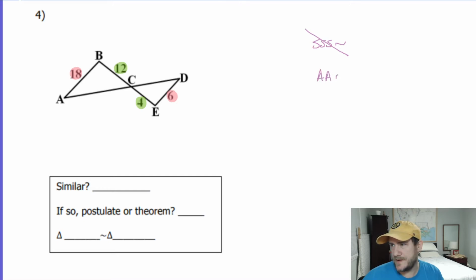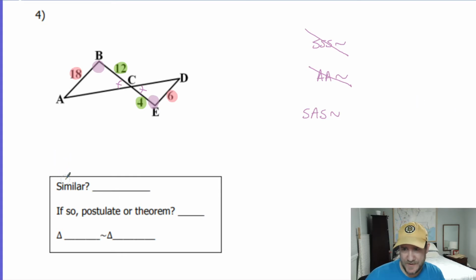And I don't see any angles marked as congruent. Now again, I can find that these angles are congruent by the vertical angles theorem, but I can't get a second, so angle's out. The only option left is side, angle, side, and that's not what we have, because side, angle, side has to be the angles that are between the sides you're using. So we would have to have angle B congruent to angle E. We do not have a way to prove that.